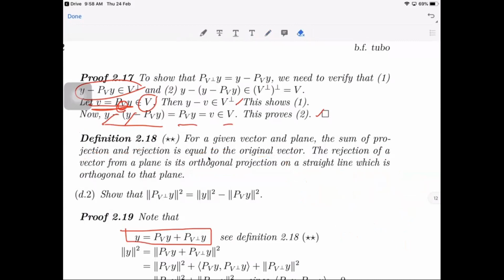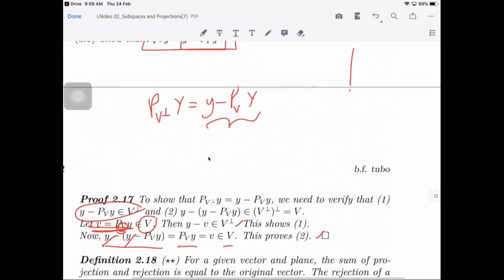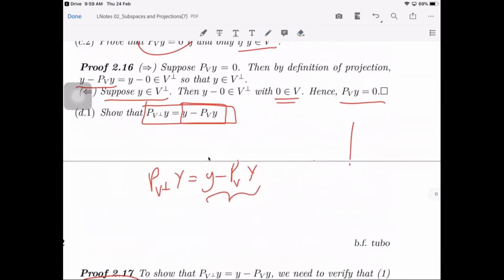So it is a known fact that the original vector y is equal to the projection of y onto V plus the rejection vector. The rejection vector is the projection of y onto V perp. Or actually, that can be obtained from here. Okay.